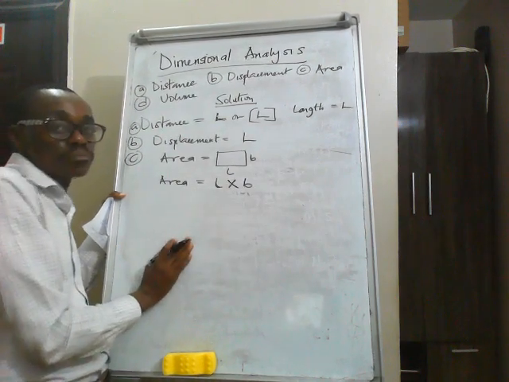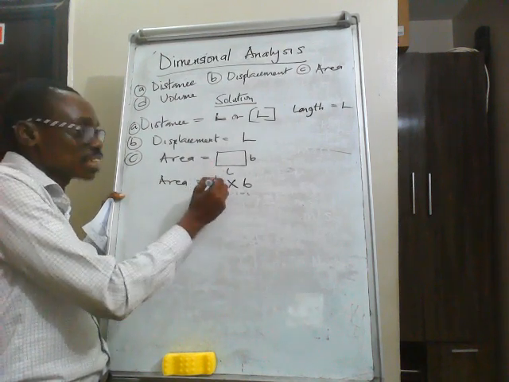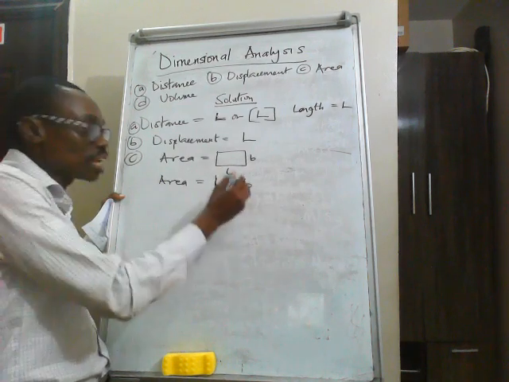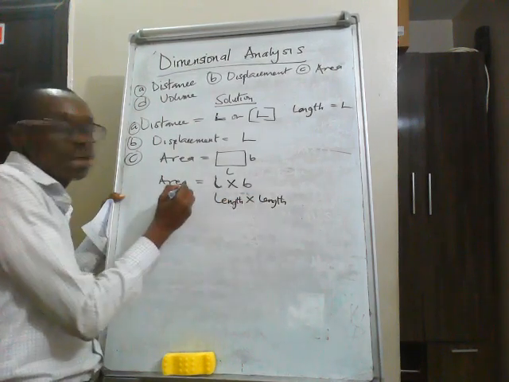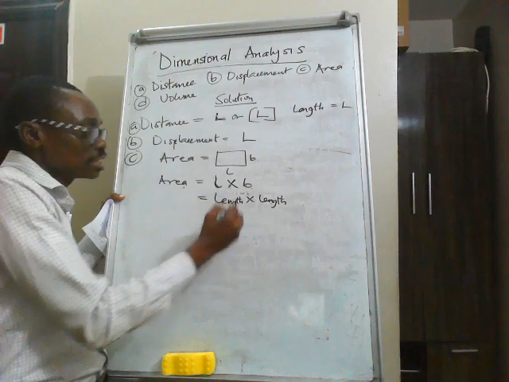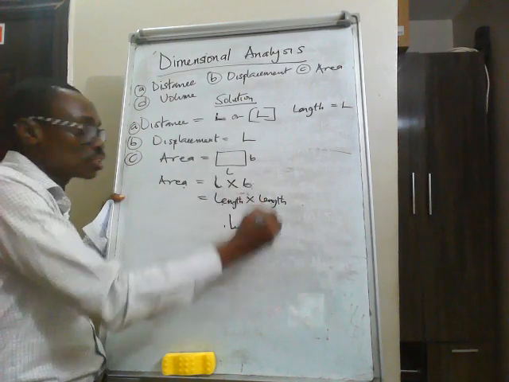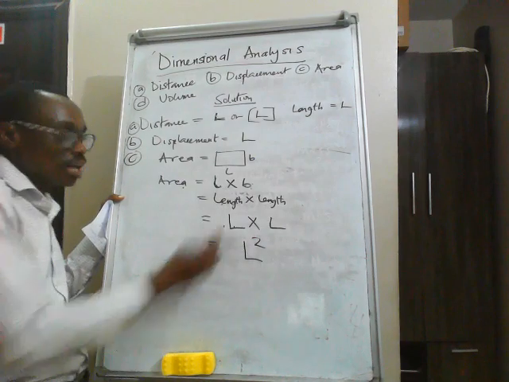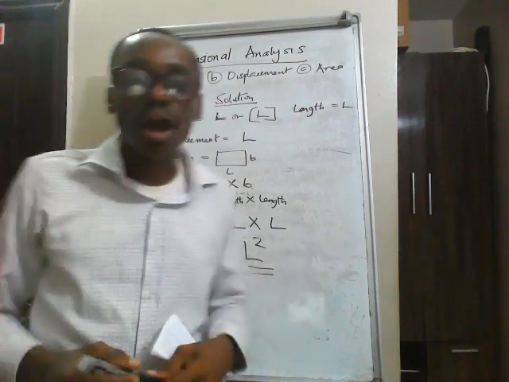So how do you get the dimension? This is length, and this is our breadth. Breadth is also a kind of distance, a kind of length. So this can be written as length times length gives you area. Length is length. Breadth is another type of length. The dimension of length is L. And the dimension of this other length, which represents the breadth, is also L. So the dimension of area becomes L raised to power 2. L times L gives you L raised to power 2.